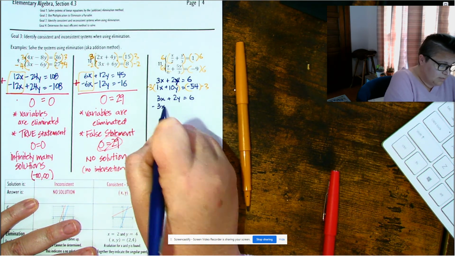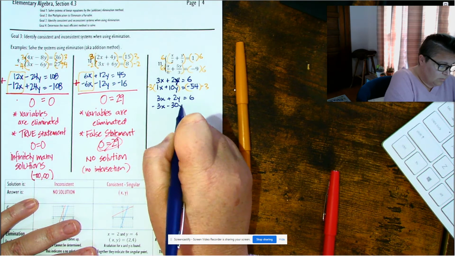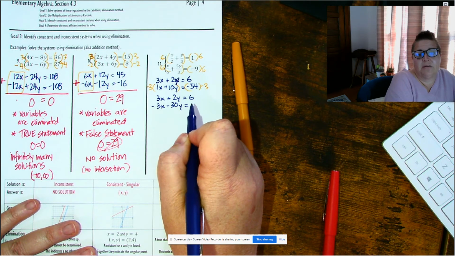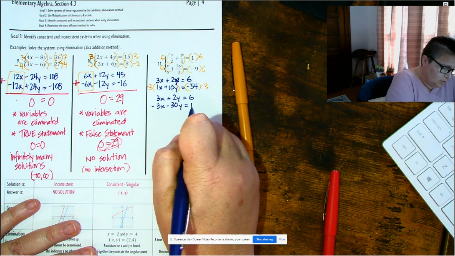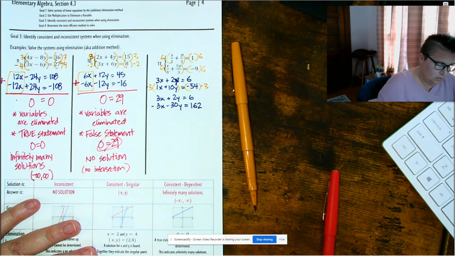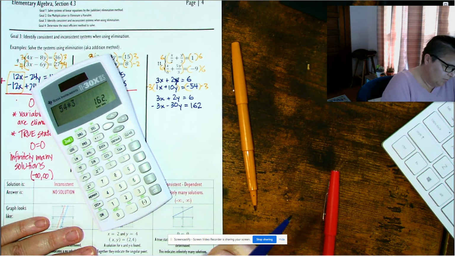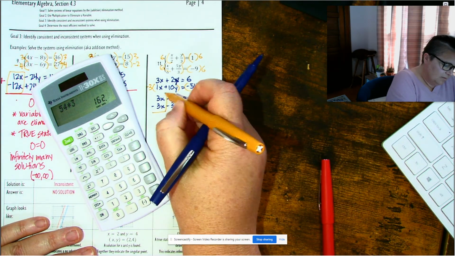Then I'm going to have minus 3x minus 30y is equal to 54 times 3 is, I think, 162. I don't want to mess that up. 162, yep. Okay, good. All right. So now you can see I've got these two the same.